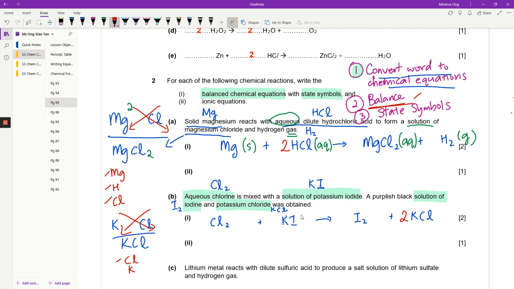Okay, I already added 2 there, so 2 here. Then iodine will naturally be balanced. So this is the balanced equation. And let's add the state symbols. Let's follow the question first.